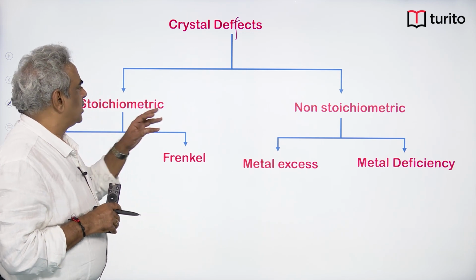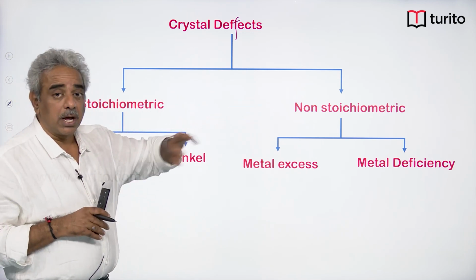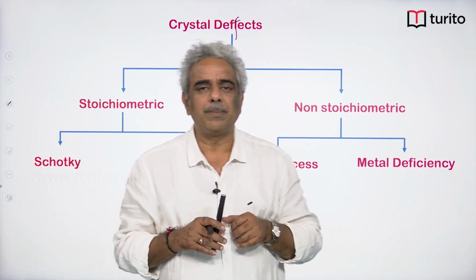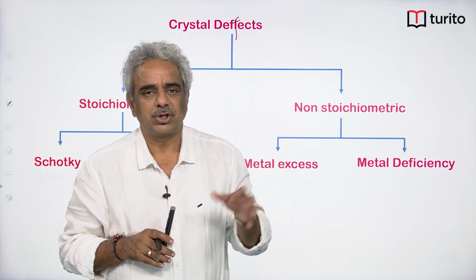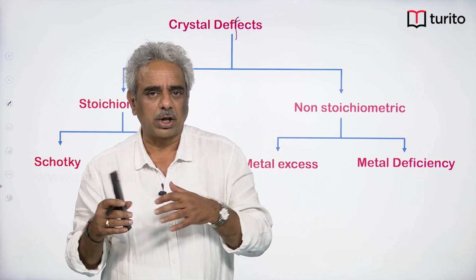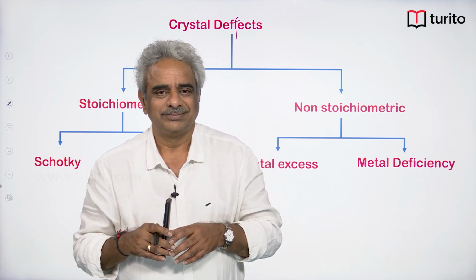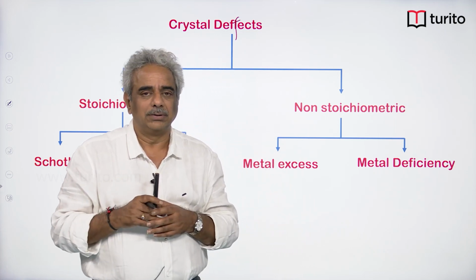Now, in crystal defects we have got stoichiometric defects, non-stoichiometric defects. This is a very peculiar word what we learned, stoichiometric defects, stoichiometry in defects. Defects should have stoichiometry. What does that mean?